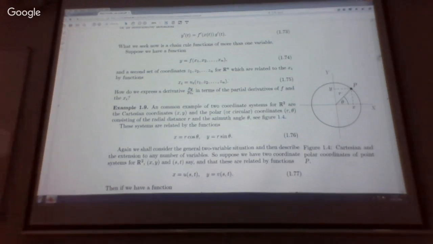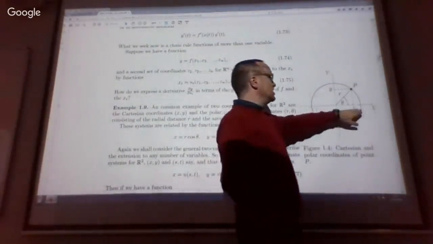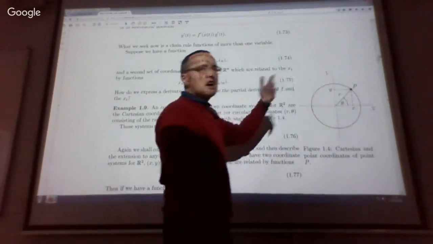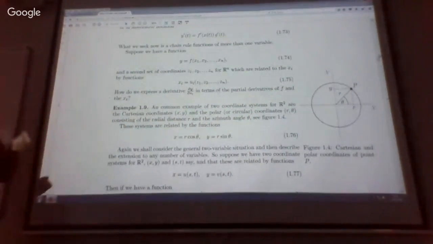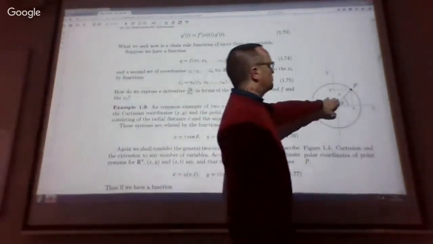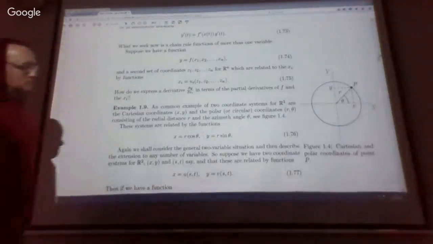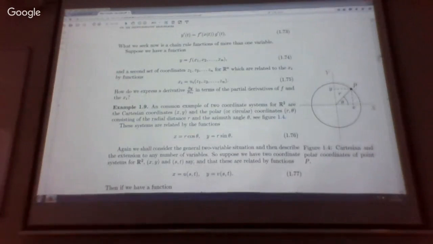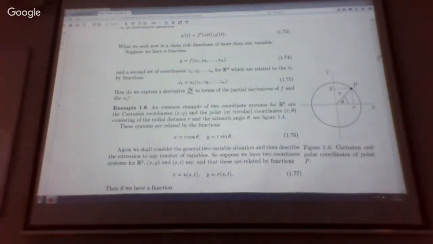So this is a two-dimensional example. Everybody's familiar with the Cartesian coordinates x and y for describing the location of points in a plane. And I'm hoping you're somewhat familiar with polar coordinates. But polar coordinates are sometimes called circular coordinates for the plane. This is an alternative system for referencing the positions of points in the plane.